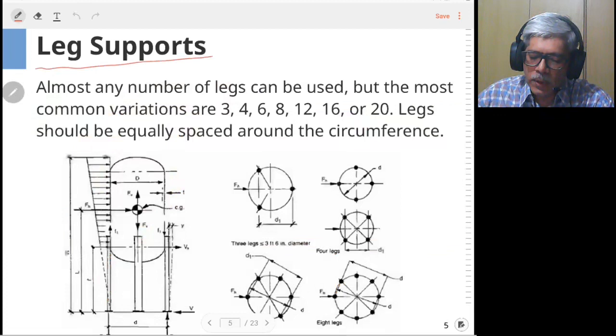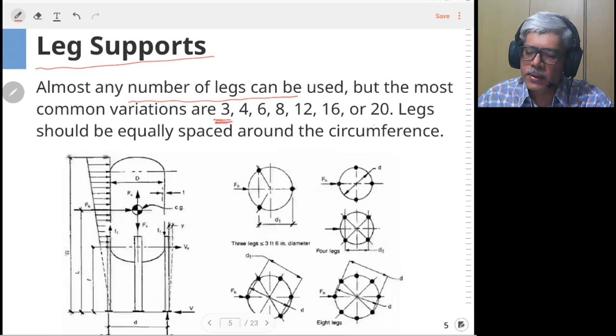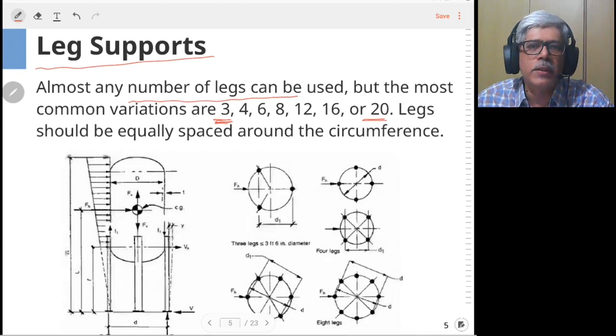The design of leg support consists of first taking the decision as to how many legs are to be supported. Obviously, it depends on how much load is to be carried. Typically, the number of legs starts with three, and at the max, like the large spherical storage vessel that we saw in the previous picture, you can have as much as 20 legs. So that is the general range of the number of legs that are used, and the legs are equally spaced in order to have a uniformity of load distribution against the dead weight of the equipment.